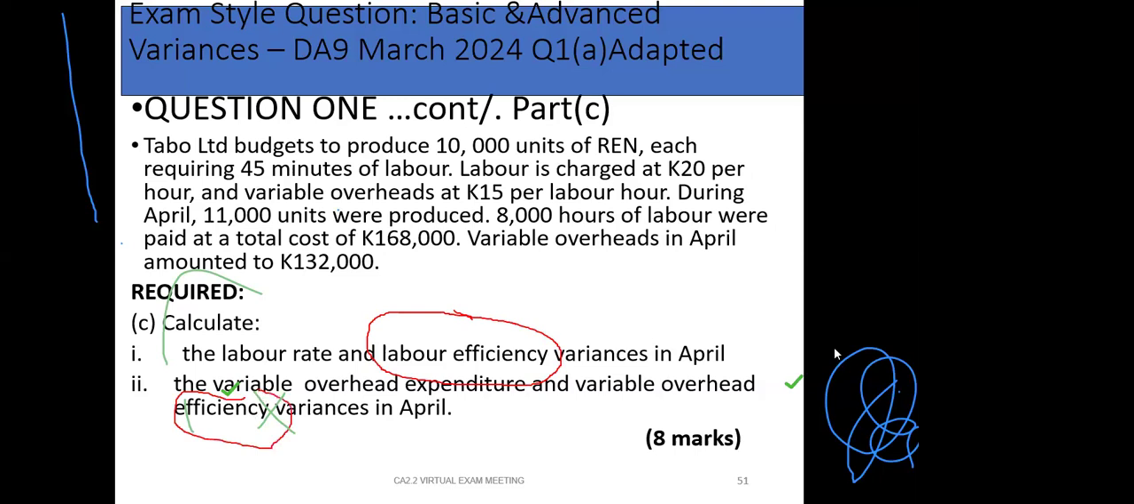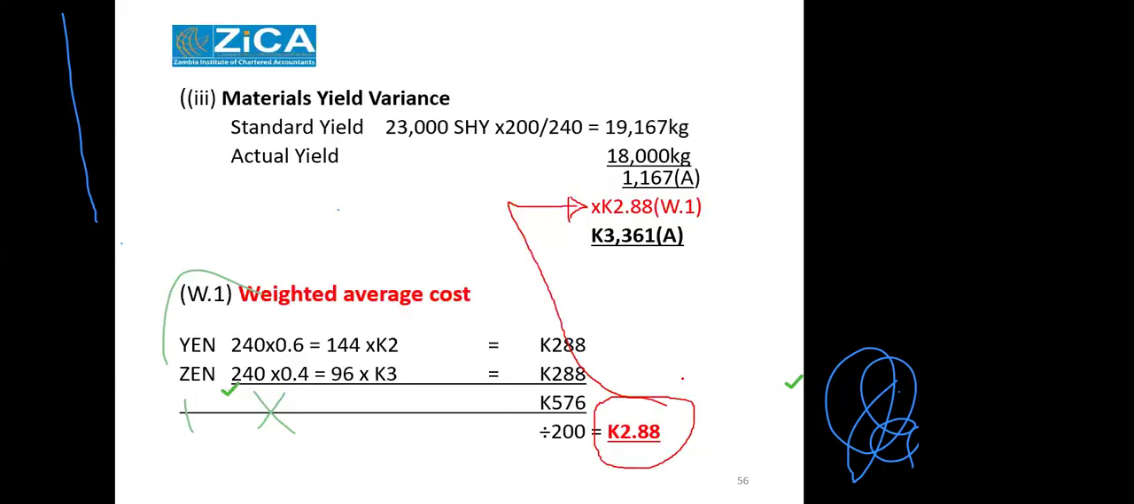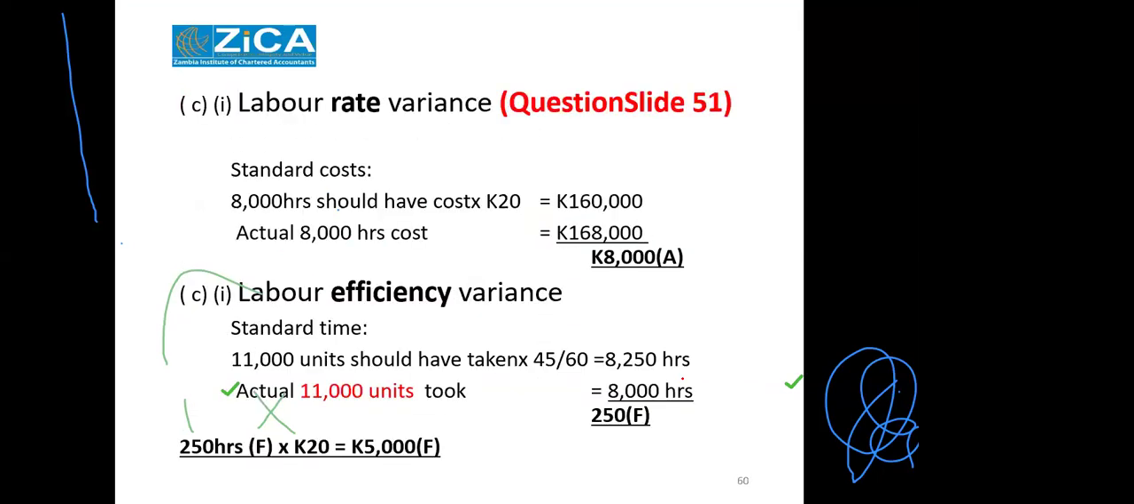Okay, so fast track, let me go to the solution, in the interest of time. Labor rate variance. Standard costs: you can use the formula if you're comfortable, but as I said, we are using the descriptive approach. On the actual side, you say 8,000 hours cost 168. You pick that from the actual information.